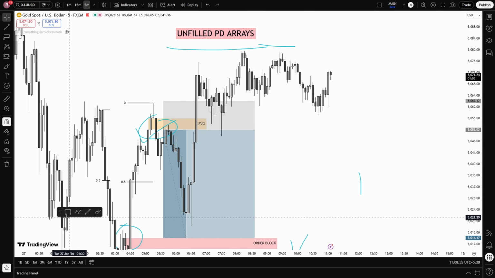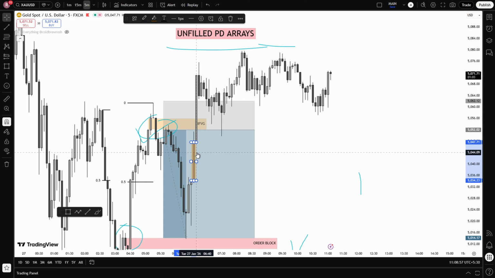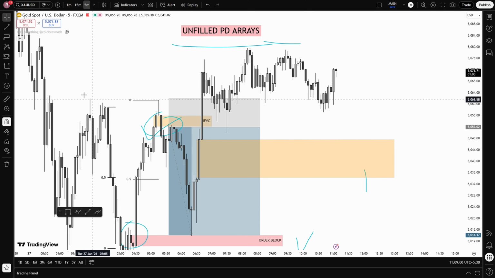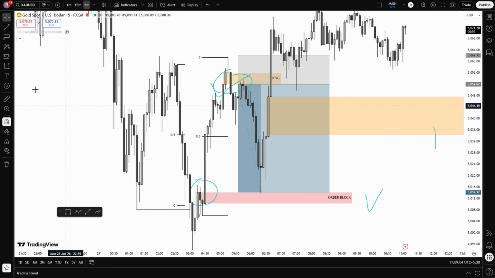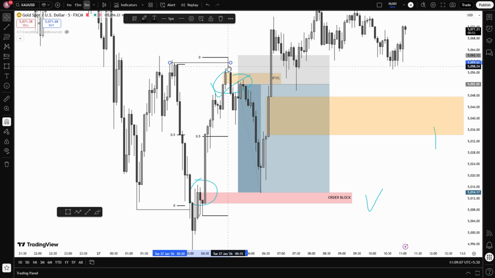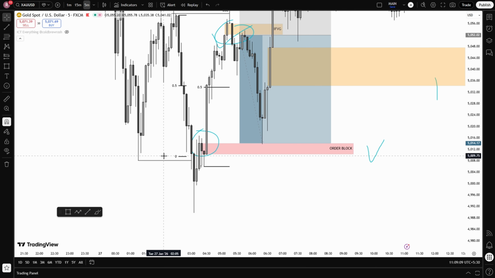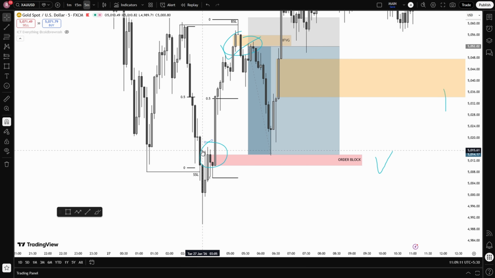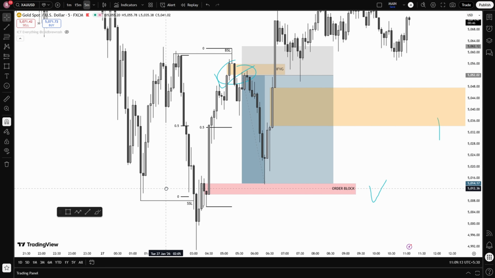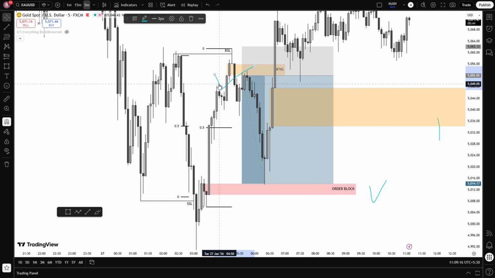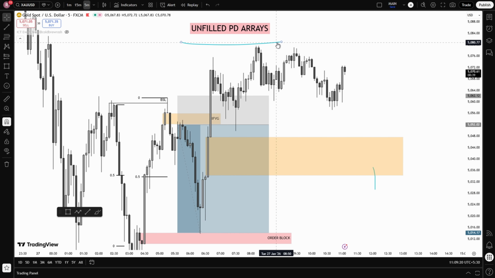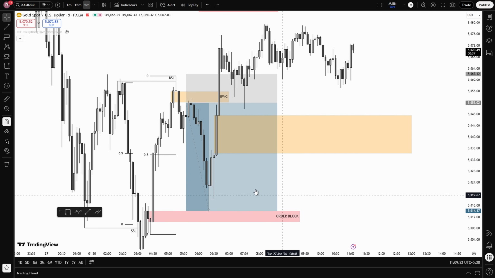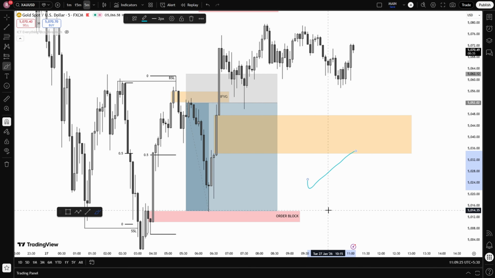These unfilled PD arrays can later be used either as entry points or as targets, but there is one rule that never changes. There must always be a reason. Without context, nothing works. You need to understand why you are taking a trade from that PD array or why you are targeting that PD array. And don't worry, I'm going to explain all of this clearly in the next few minutes. But before we move into executions and examples, the first thing we need to understand is how these unfilled PD arrays actually form, because once you understand that, everything else becomes much easier.